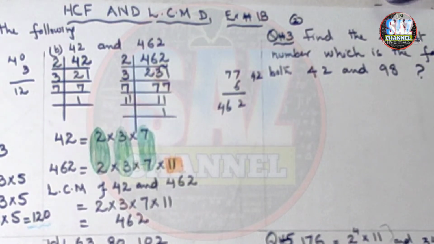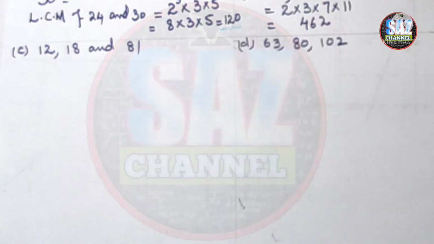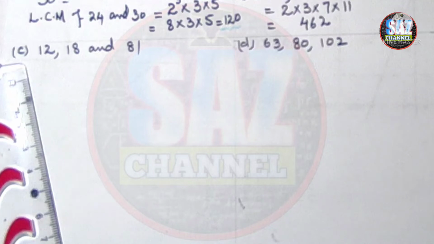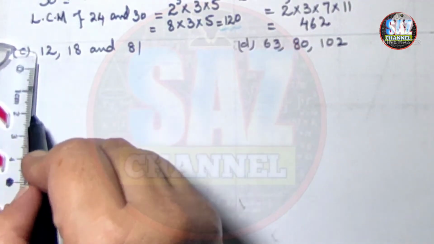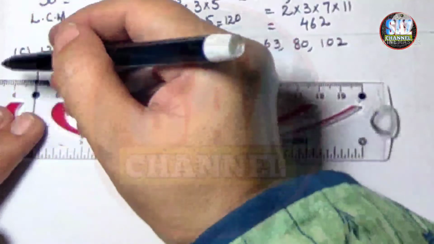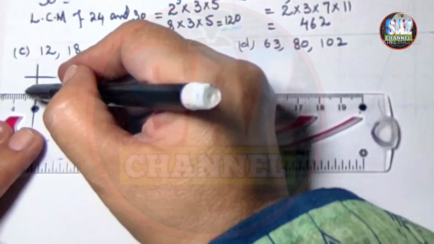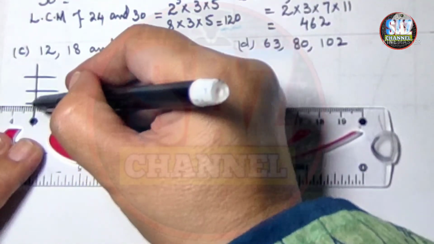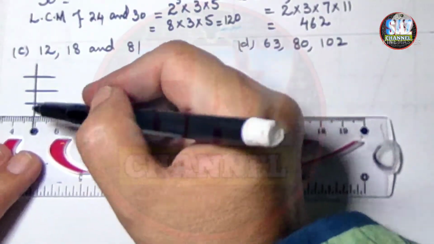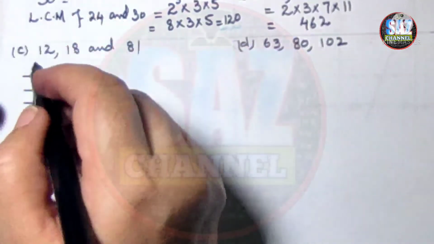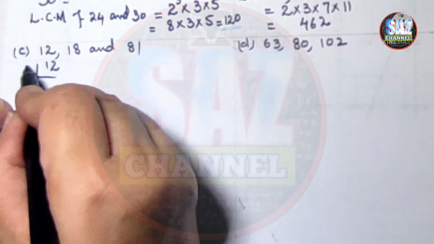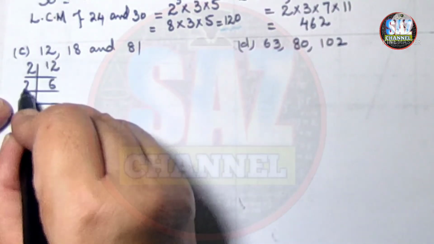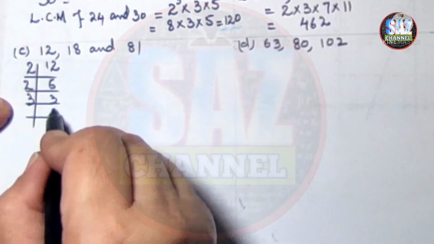And moving to part C, let me confirm the question. Part C says that we have to find the LCM of 12, 18 and 81. So recall the method quickly, students, juniors. We have to make the prime factors of the given numbers, and for prime factorization we have to recall the divisibility test. For 12, 12 is even, so 2 6s are 12, 2 3s are 6, and 3 1s are 3.